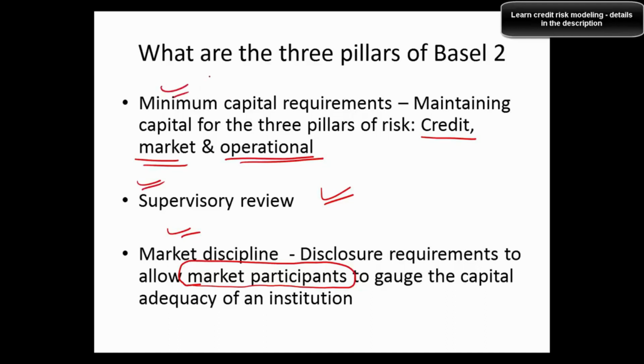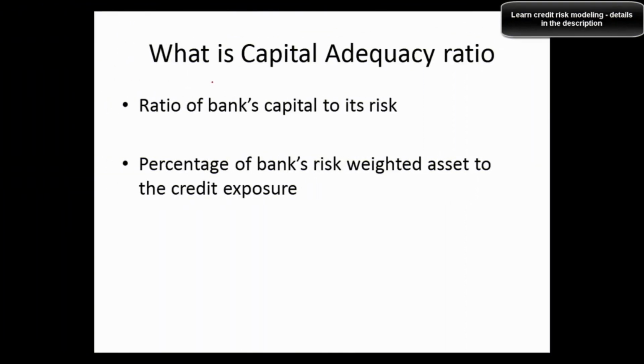So you can include what we discussed in the last two slides if someone asks about the features of Basel 2 in an interview. What is capital adequacy ratio? To keep it brief, the answer is a ratio of bank's capital to its risk. That's the most basic, layman answer to what is capital adequacy ratio. In a little more technical term, it is the percentage of bank's capital to its risk-weighted assets (RWA) and credit exposure. So that's basically how you calculate the capital adequacy ratio.